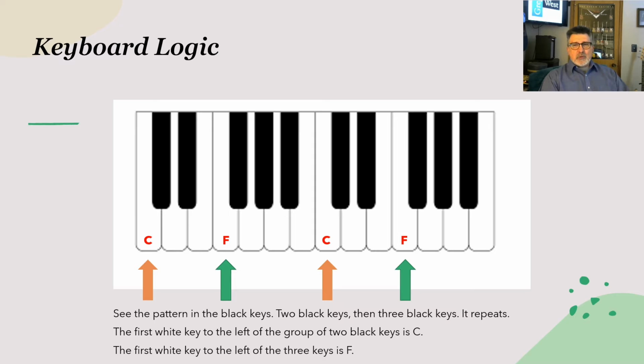If you go to the first white key to the left of the group of 2 black keys, that's C. If you go to the group of 3 and go to the first key to the left of that group, that's an F. And it goes all the way across the piano that way.